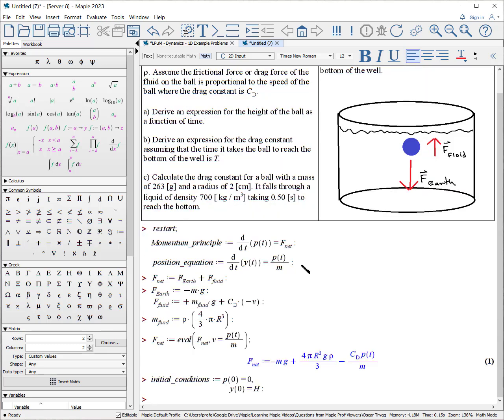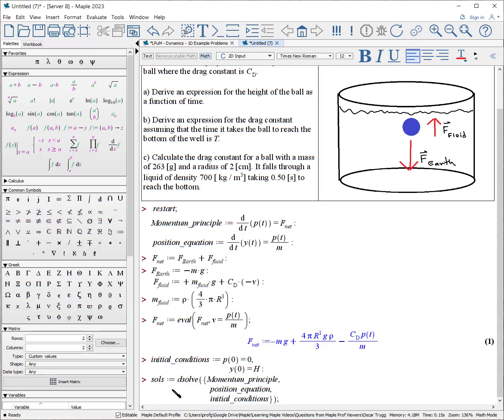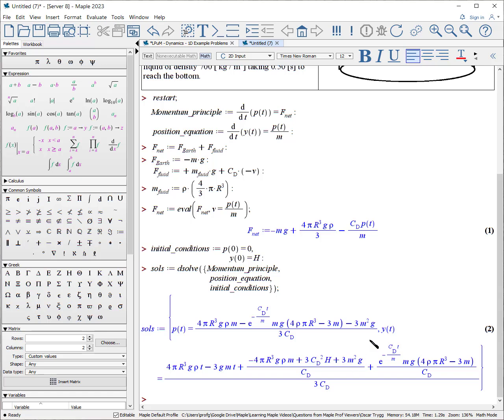Since we have two rate equations, we need two initial conditions to find a single solution and not a family of solutions. The momentum of the ball initially is 0 because we're dropping it, and the height of the ball is at some distance h. Consequently, we are ready to DSolve. We have one rate equation, a second rate equation, and two initial conditions. This allows us to get the solution for both the position as a function of time and the momentum as a function of time in terms of the constants provided.